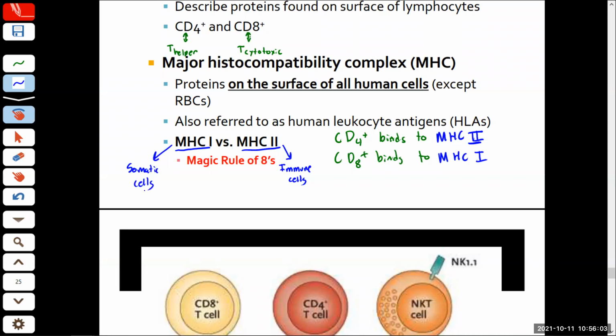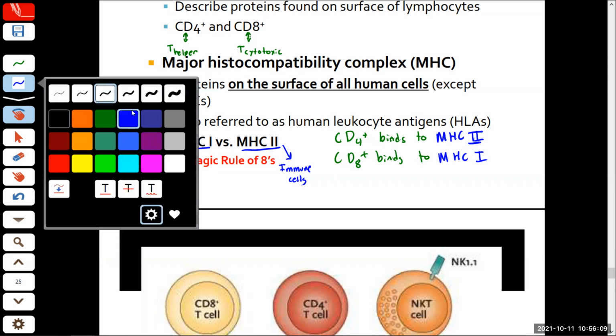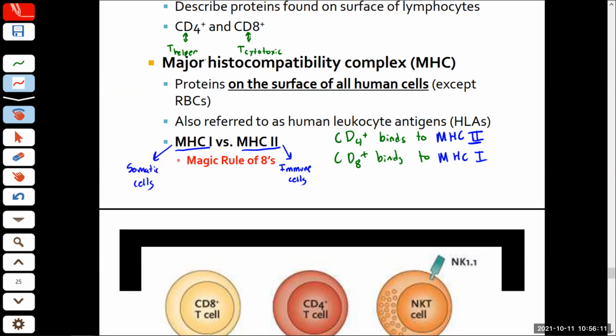Sorry. So your CD4 needs to talk to your immune cells. Therefore, 4 binds to 2. If you don't want to remember any of that, that's fine. I got you. Magic rule of 8s. What the hell binds to what? 4 times 2 equals 8, times 1 equals Yahtzee. You just need to know what binds to what.